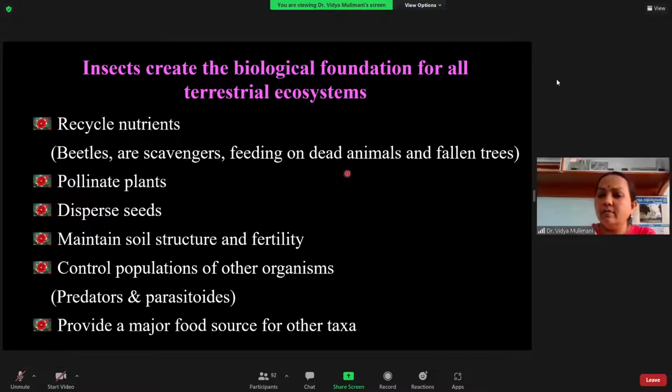As you are aware, almost 80 to 85% of the crops, whatever we have, are cross-pollinated. Okay, only 20% of the plants are self-pollinated. You take the food crops, especially the fruits, okay, and also the oilseed crops, all are cross-pollinated. So that is what you can see here. The insects are contributing much to the pollination of the plants.